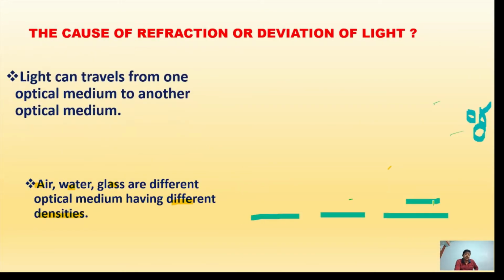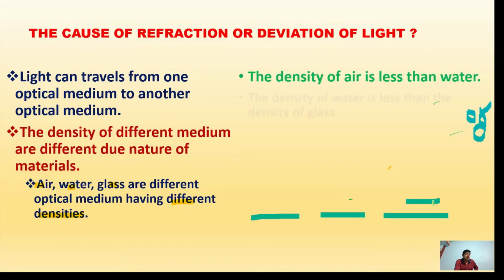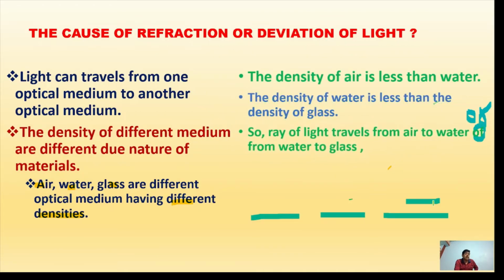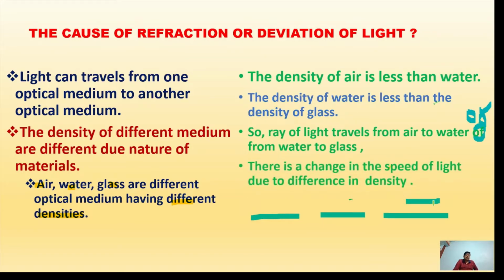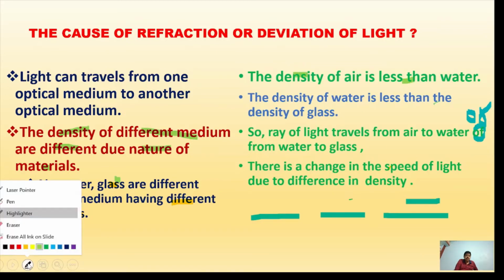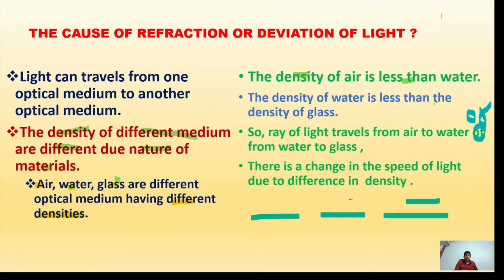So what is the cause of refraction or deviation of light? The light can travel from one optical medium to another optical medium. The densities of different media are different due to the nature of the materials. Air, water, glass are different optical media having different density. The density of air is less than the density of water, and that's why air is known as less dense medium.